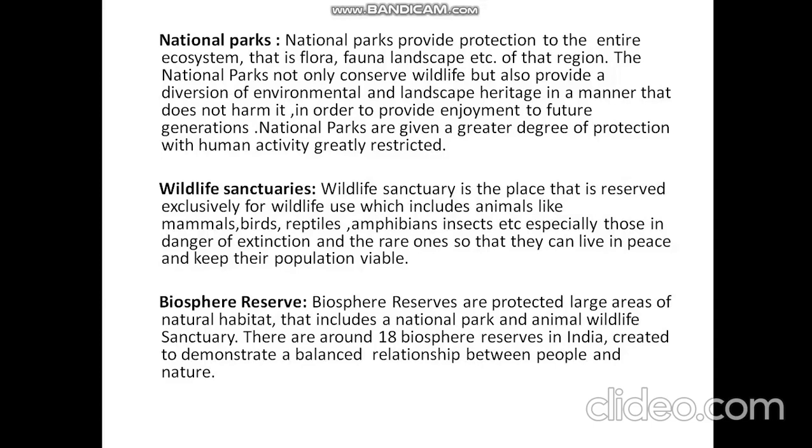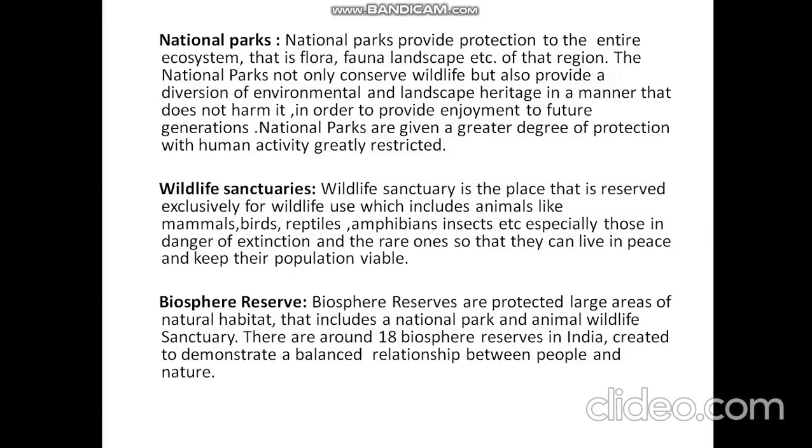National parks are given a greater degree of protection, with human activity greatly restricted. So people are not allowed to visit national parks freely. It will be done in a very restricted manner. If you take a wildlife sanctuary, it is the place that is reserved exclusively for wildlife use, which includes animals like mammals, birds, reptiles, amphibians, insects, etc., especially those in danger of extinction, and the rare ones, so that they can live in peace and keep their population viable.